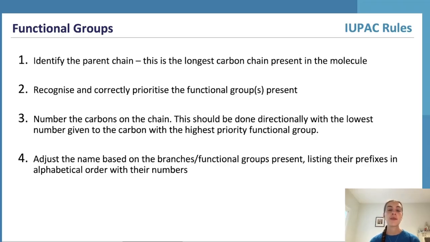And so in that case, obviously an amide is a lot more substantial, has a lot more impact than a halogen in a molecule, so obviously the amide would take priority over the halogen in that particular circumstance.